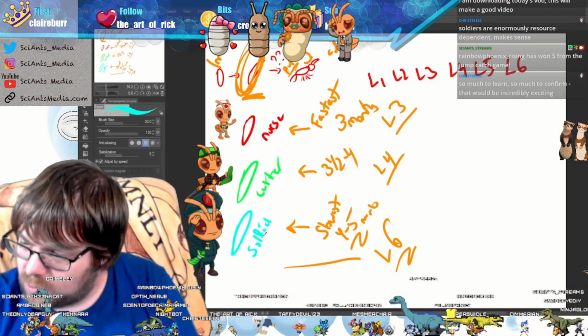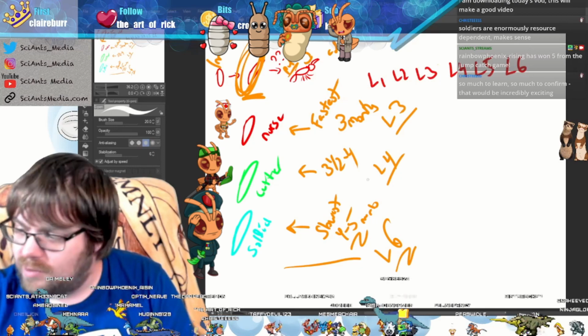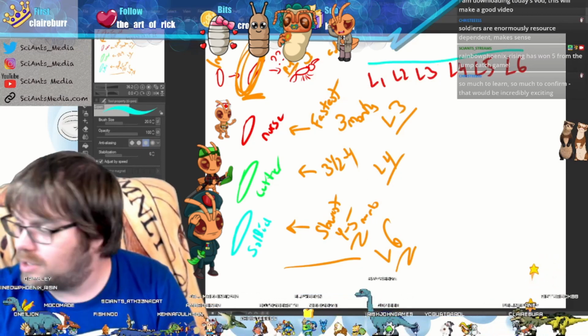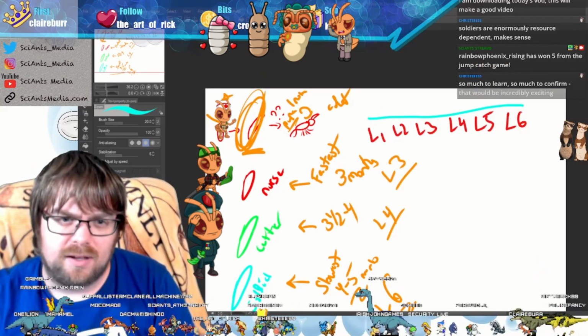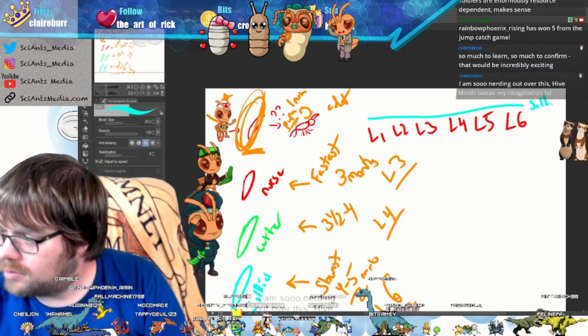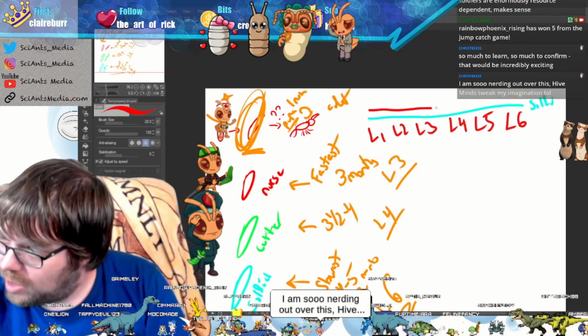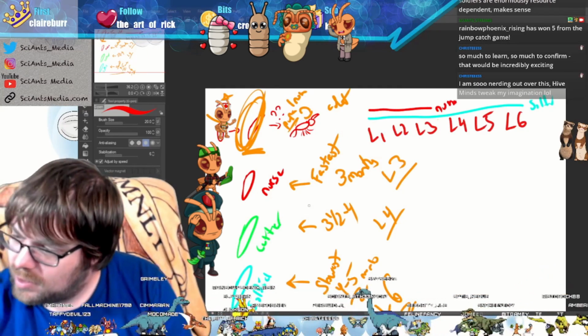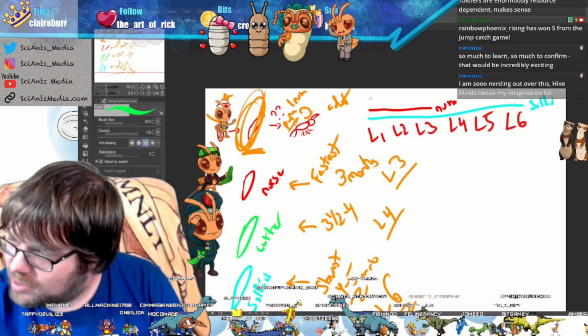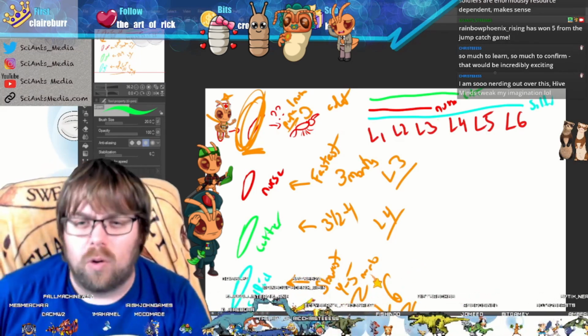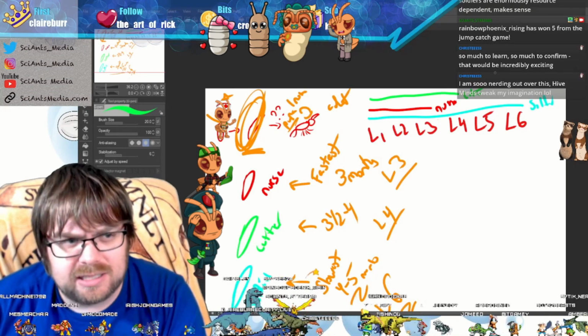And so the soldier goes through all of these. The nurse goes through L1 through 3. And the cutter goes till about 4 or 5. And so these molts are changes in size.